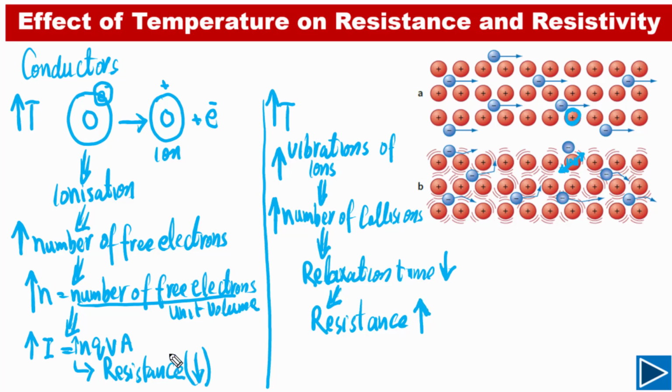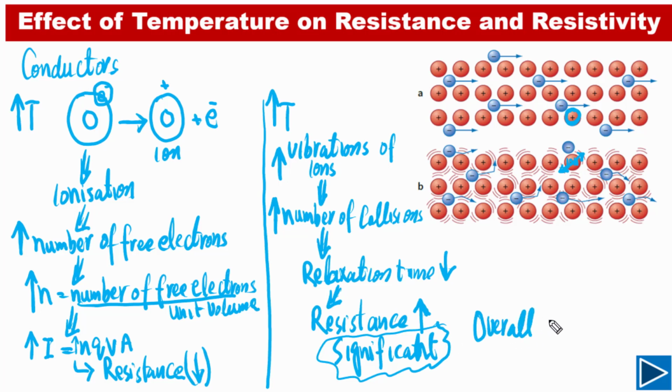Due to ionization, resistance is decreasing, but due to vibrations, resistance is increasing. Now which one is the dominant factor? The dominant factor is vibrations, so this is more significant. So overall, the resistance of conductors increases with increase in temperature.